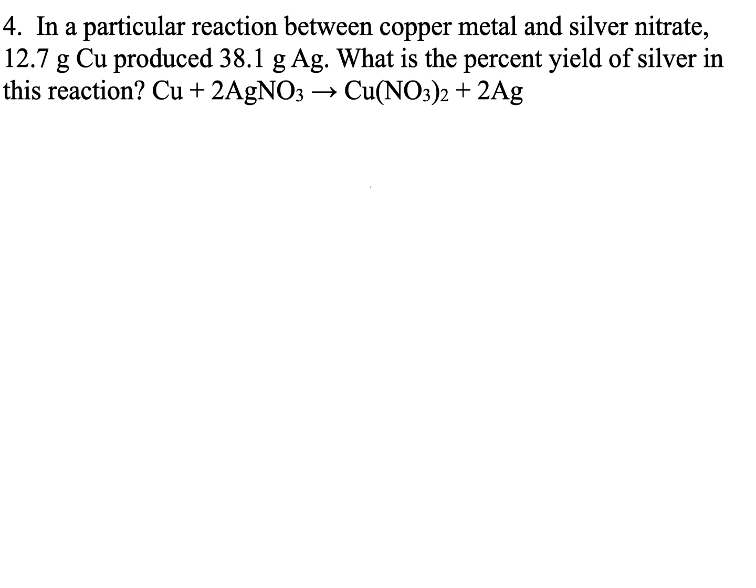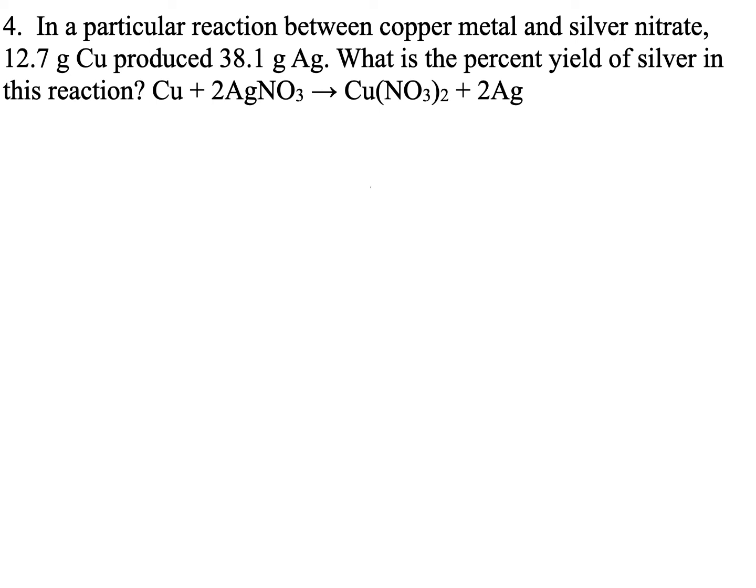In a particular reaction between copper metal and silver nitrate, 12.7 grams of copper produces 38.1 grams of silver. So if the 12.7 grams of copper is there, but silver nitrate is not listed, that must mean that the 12.7 grams of copper must be our limiting reagent. Our 38.1 grams of silver is our actual yield.